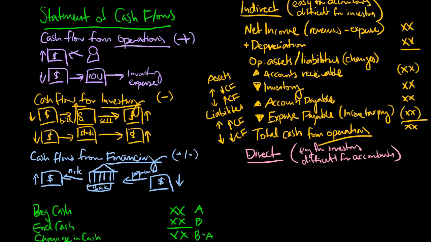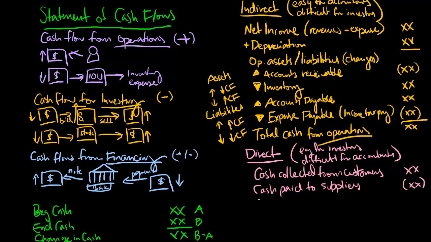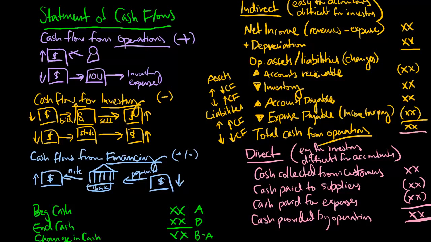And the reason why is we focus on more general accounts. So for example, the direct method ignores net income and depreciation, all of these accounts. What it looks at is cash collected from customers, and that should be an increase. Then we have cash paid to suppliers, which should be a decrease, and cash paid for expenses, which will also be a decrease. Now the key element is that the cash provided by operations is going to be the same for the indirect and the direct method. So these two values are both going to match.